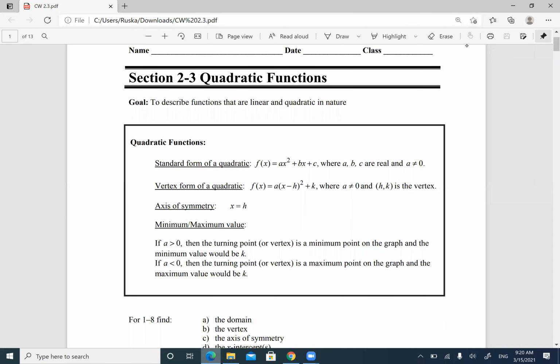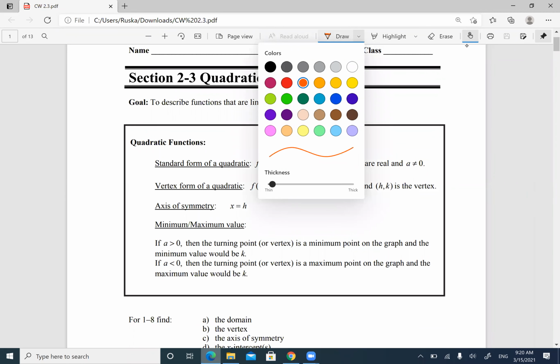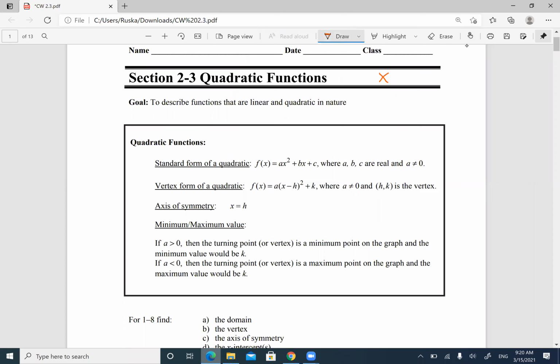Okay, so today we're going to go over section 2.3, which is quadratic functions. The equation of a quadratic function has an x squared. That's how you know it's a quadratic function. If the function has x squared, that means it's a quadratic.